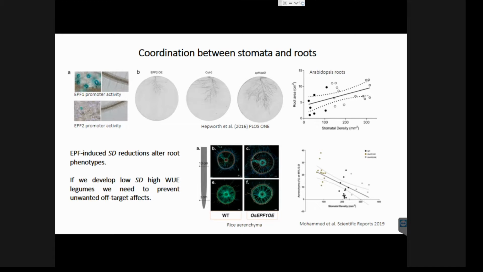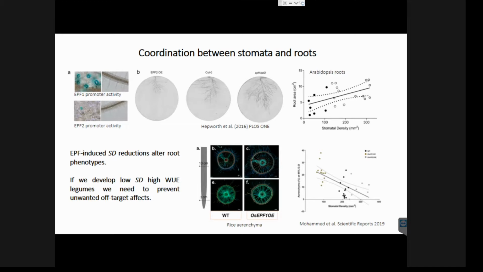Or if you have a very high stomatal density, like in the double mutant, you have a larger root system. Now, what they argue in this paper is that this is probably a hydraulic effect. You know, there are higher water demands, you therefore invest more energy in the roots, and vice versa.